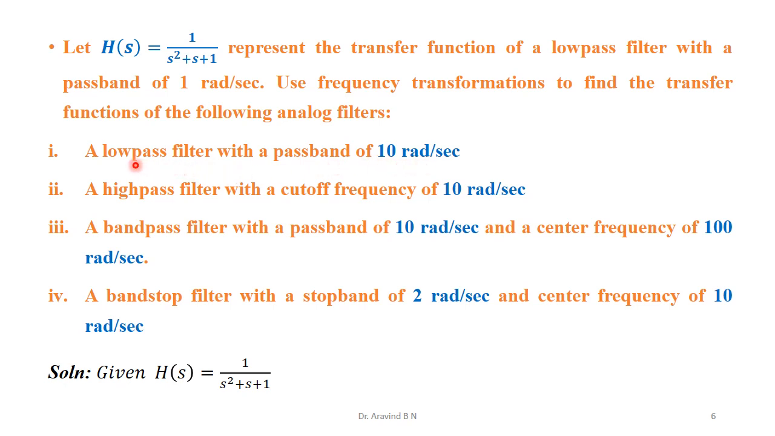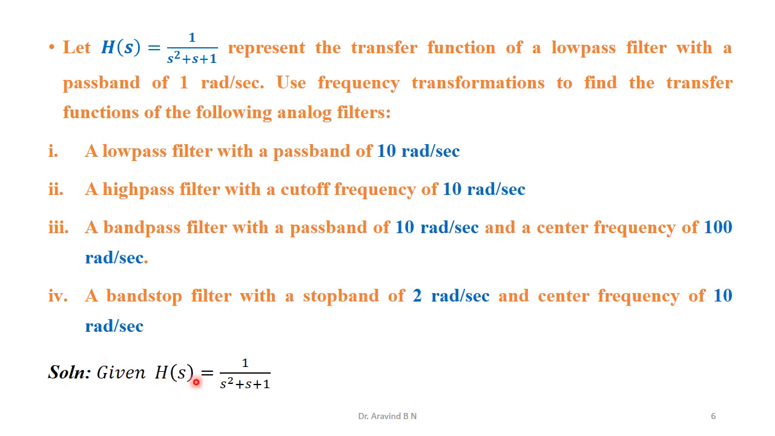That means we need to make low pass to low pass conversion. Second one, a high pass filter with the cutoff frequency of 10 radians per second. So we need to make low pass to high pass conversion. Then a band pass filter with a pass band of 10 radians per second and the center frequency of 100 radians per second, that is low pass to band pass conversion. And finally low pass to band stop conversion, a band stop filter with a stop band of 2 radians per second and center frequency of 10 radians per second. Now let us go through the solution.